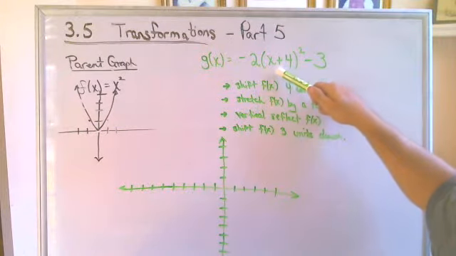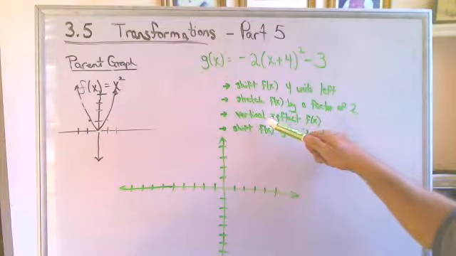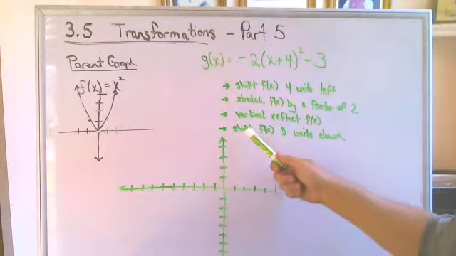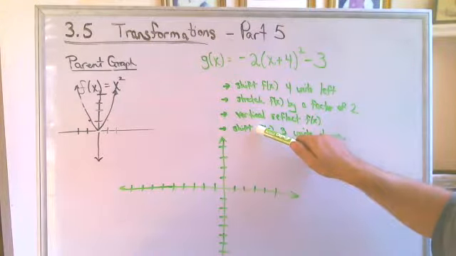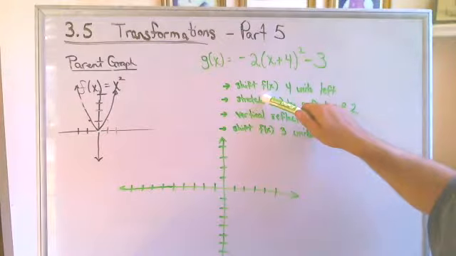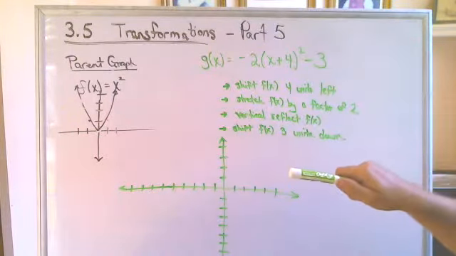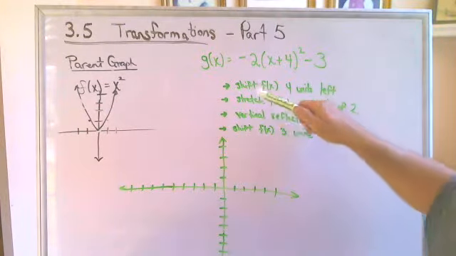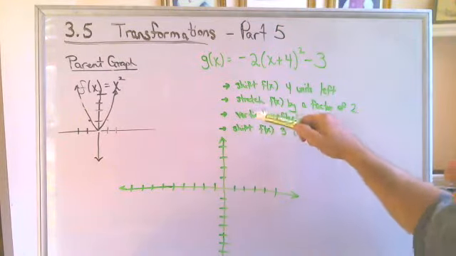Anyway, this is a graph that has been shifted 4 units to the left, stretched by a factor of 2, vertically reflected, in other words turned upside down, and then you shift f of x 3 units down. So this was part 1, this one was part 2, and this one was part 2 as well. But anyway, now you're wondering, how do you know which order to go?